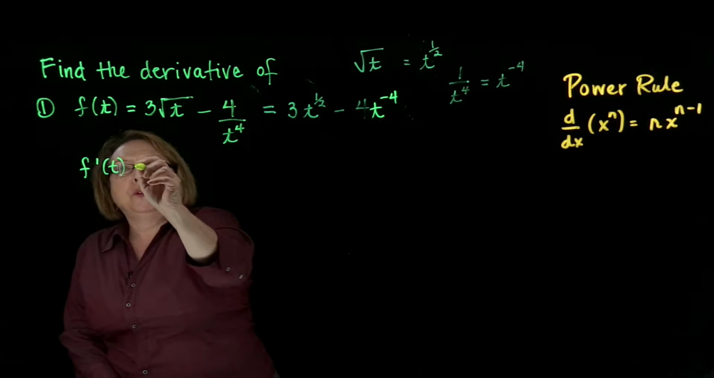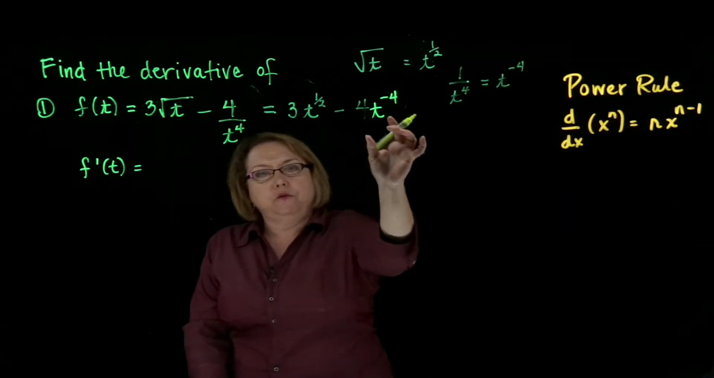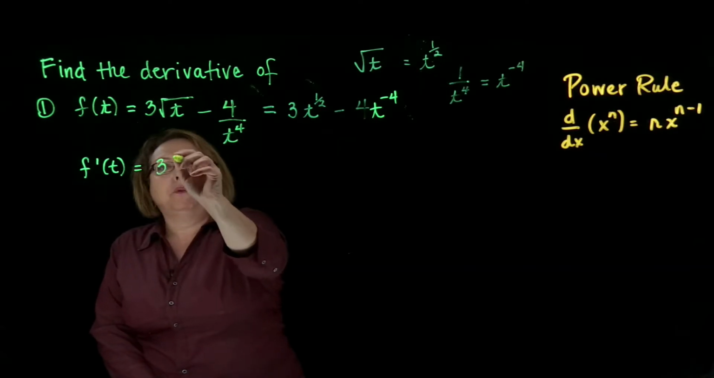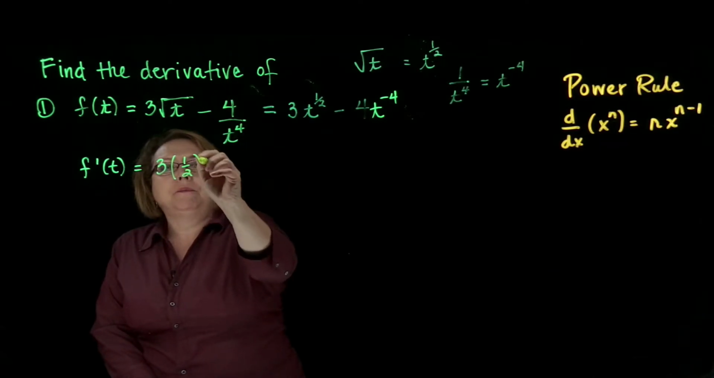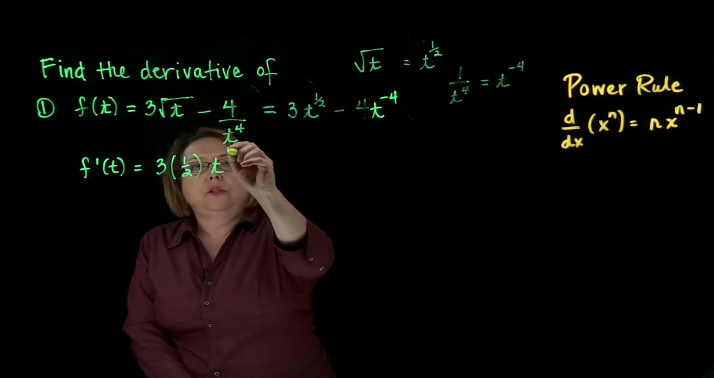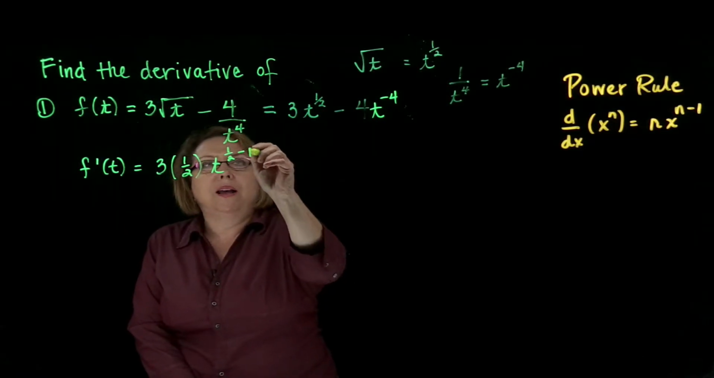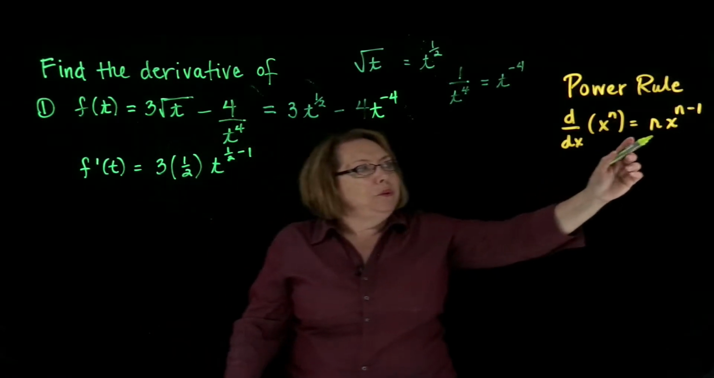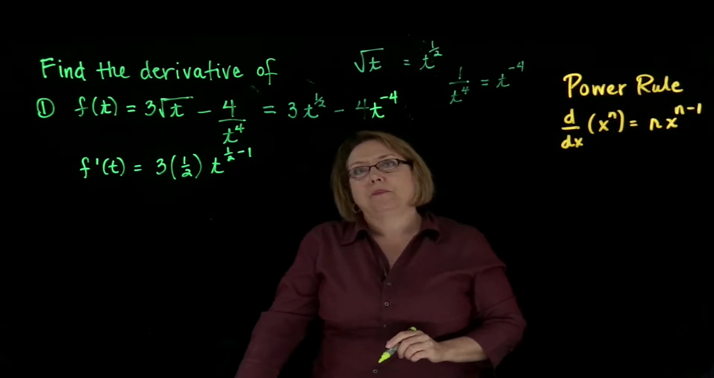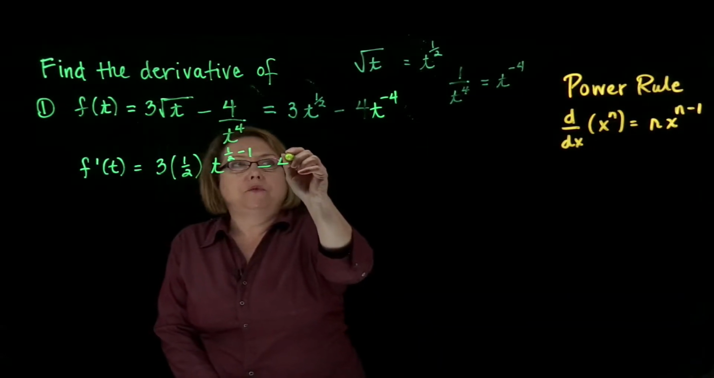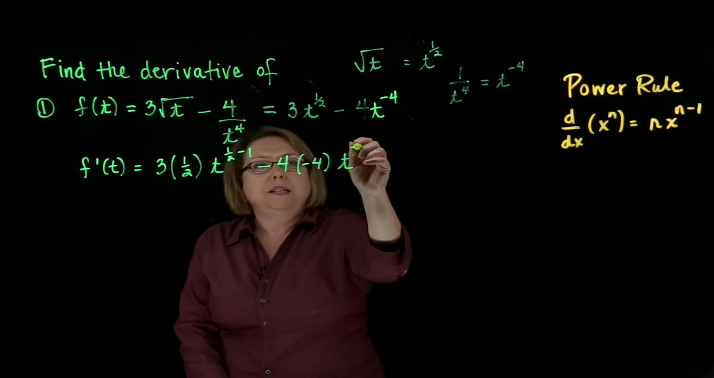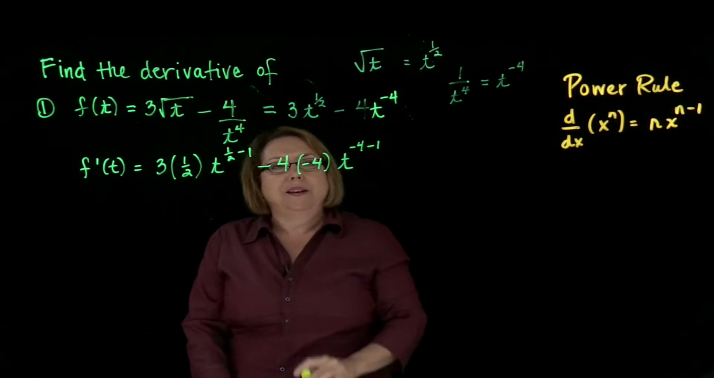We'll use the power rule again because we just have individual polynomial terms. So we'll take the 3 and we'll multiply it by 1/2. And then the variable will become t to the 1/2 minus 1. Remember, with the power rule, we are always subtracting 1 from that power or exponent. Minus 4, and then times the negative 4, t to the negative 4 minus 1.